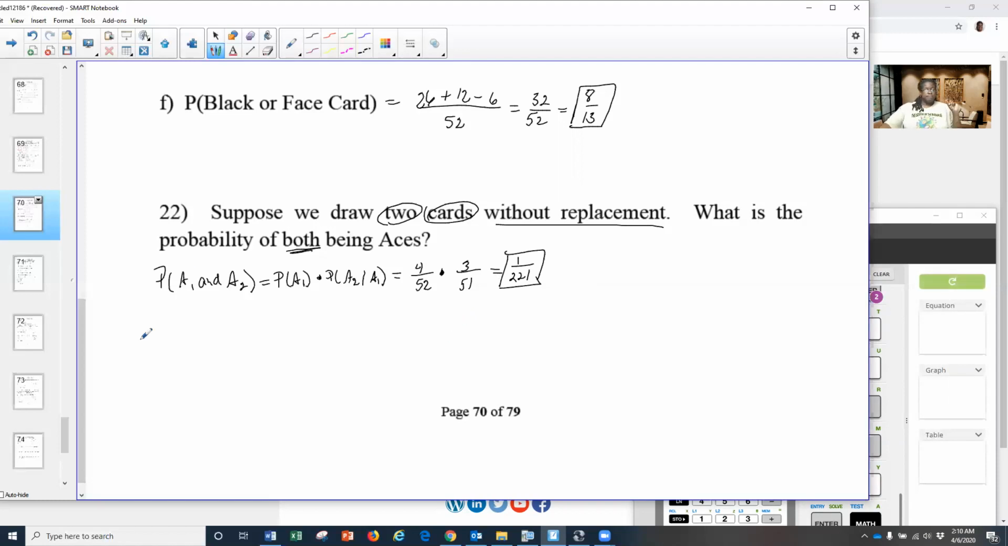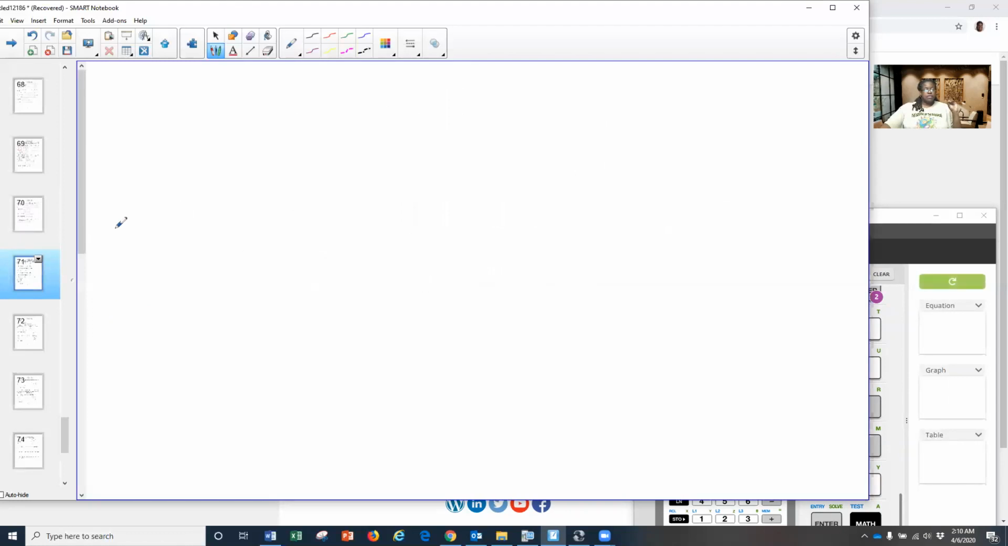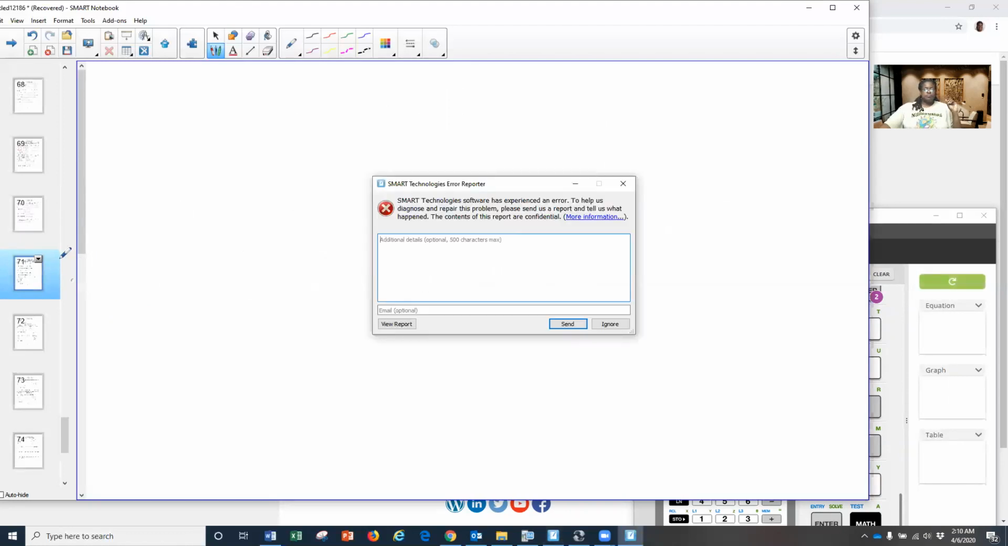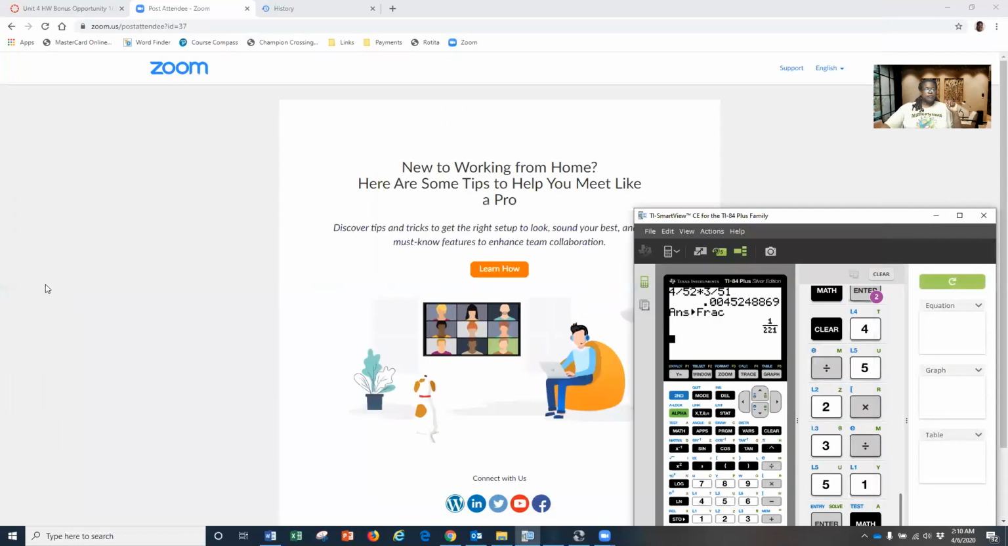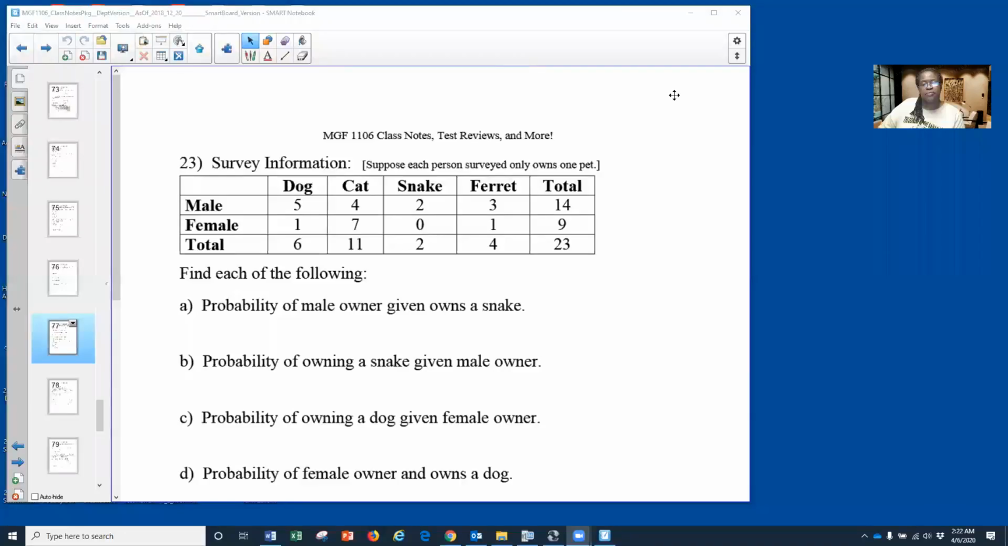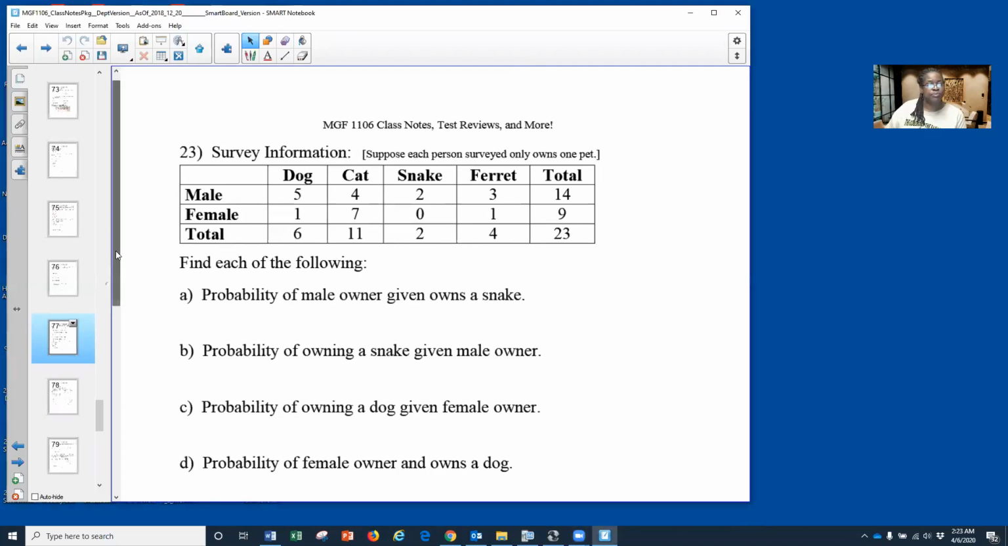All right, let's move on. Moving to our next page. Okay, so here we are, moving on to problem number 23.